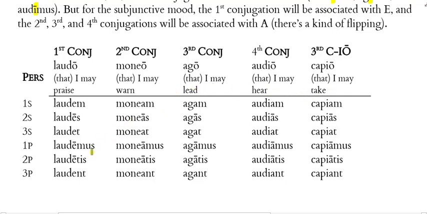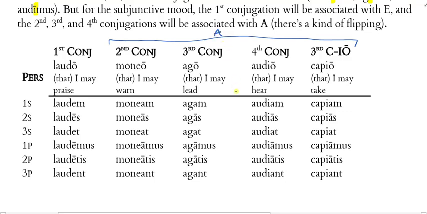All right? But notice that there is an E in all of the first conjugation forms, which usually have A throughout, right before the personal endings. So you can repeat after me: laudem, laudes, laudet, laudemus, laudetis, laudent.